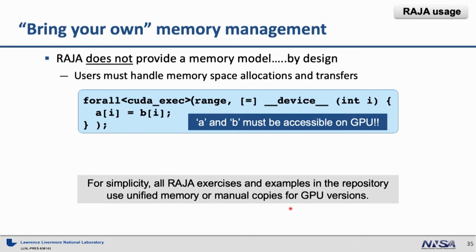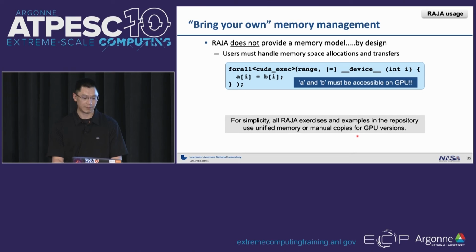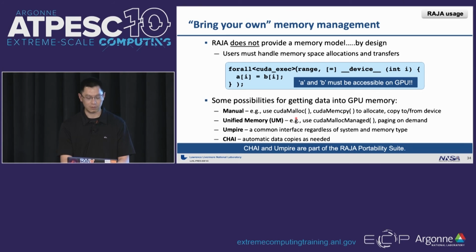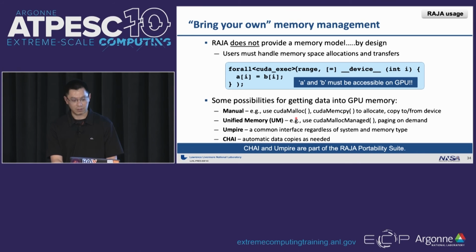I mentioned that the longer version of this tutorial has a bunch of exercises that you can do. Those exercises are all in our GitHub repo. So if you go to RAJA and you go to exercises, you can see all of those. And all of those exercises actually use unified memory. We just use CUDA malloc managed. So if you're trying to port your application with RAJA and you're just starting out, you can just kind of do what we do in our exercises and start that way.